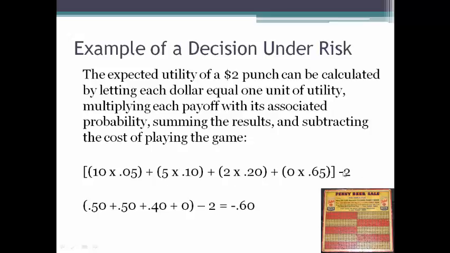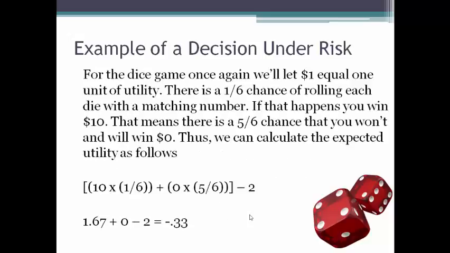But that's because we forgot to take into account the cost, the $2. So, multiplying these four, we get 0.5 plus 0.5 plus 0.4 plus 0 minus 2, which gives us negative 0.6. So that's our expected utility for playing the punch game, negative 0.6. Okay, now let's take a look at the dice.